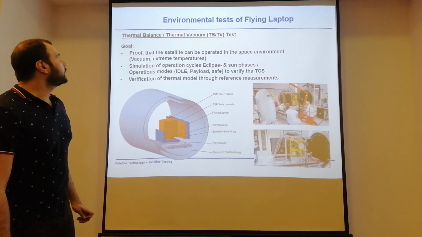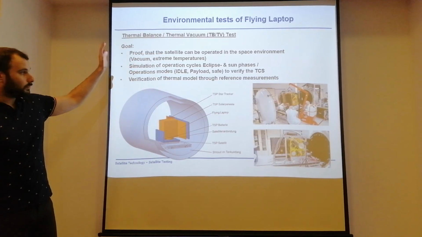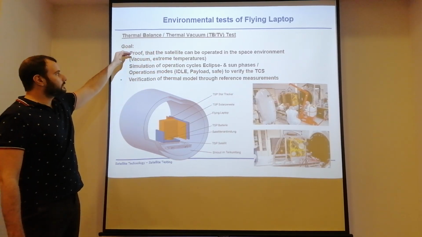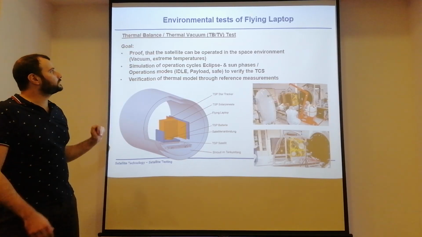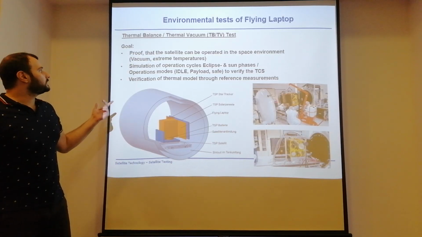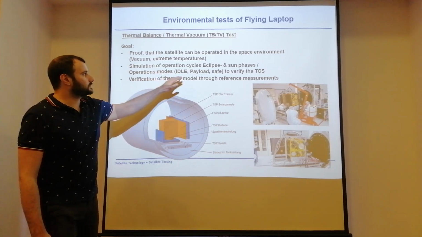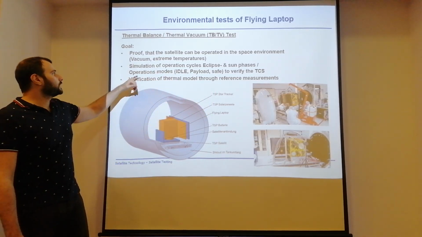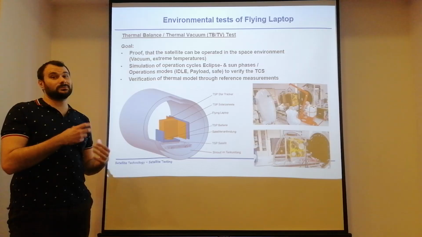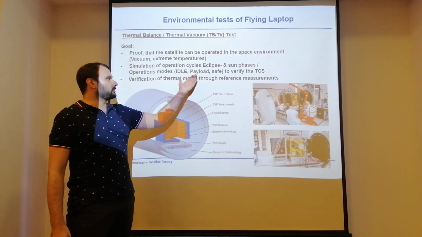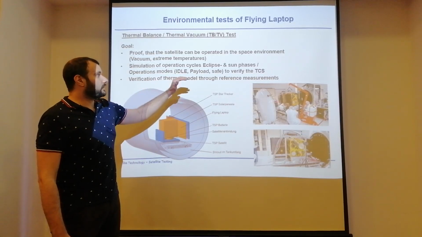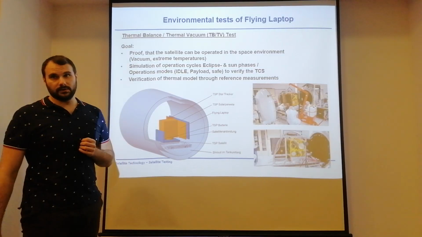Then in terms of environmental testing, more of Flying Laptop, the thermal balance and thermal vacuum tests were performed, which you already know. The goal is to prove that the satellite can be operated in a space environment within the extreme temperatures and the vacuum. And we simulated the operation cycles during eclipse and sun phase, but also during different operation modes. You might have an idle mode where the satellite is not doing much, so it's not generating so much internal heat, whereas if you go for the payload operation, there might be more excess heat at different points, and you want to verify that your thermal control system is able to cope with those influences.